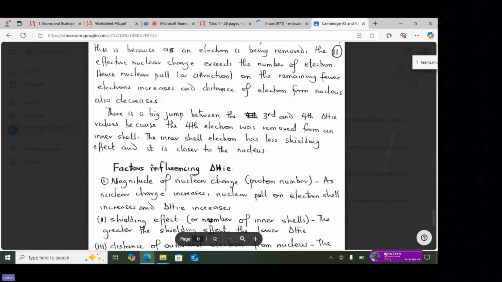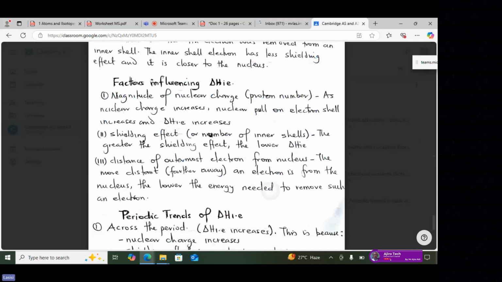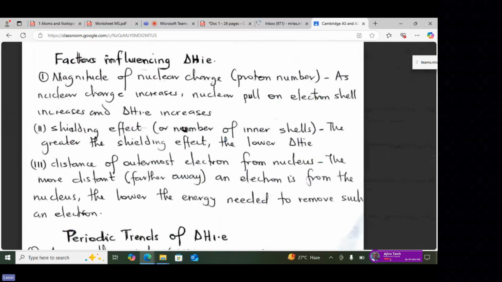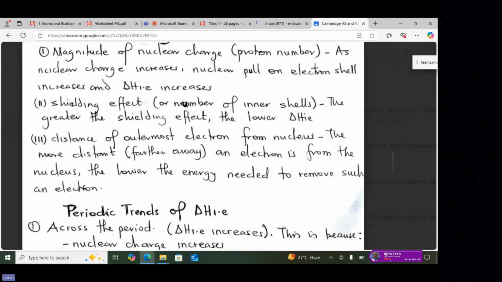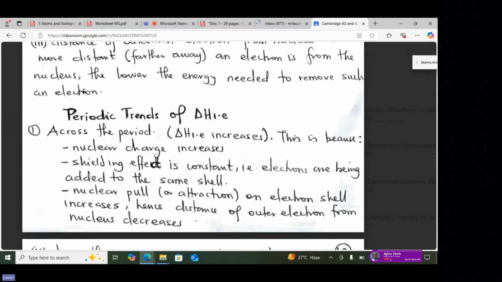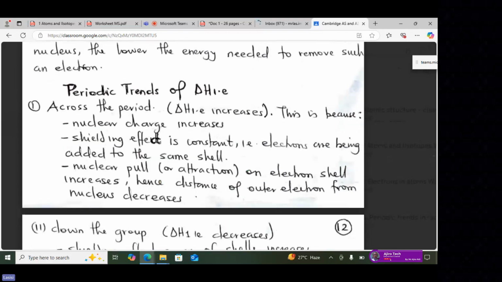Okay. So applying these hidden factors now, how does the IE vary across the period? What's the trend of IE across the period? Why is it increasing? It's increasing because the number of shells is increasing, meaning that the distance is also increasing. Across the period, the number of shells does not change. Oh, it stays the same.